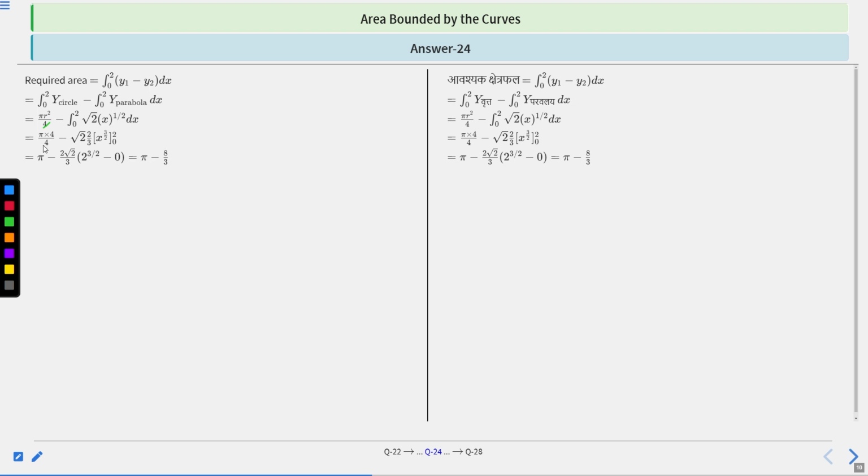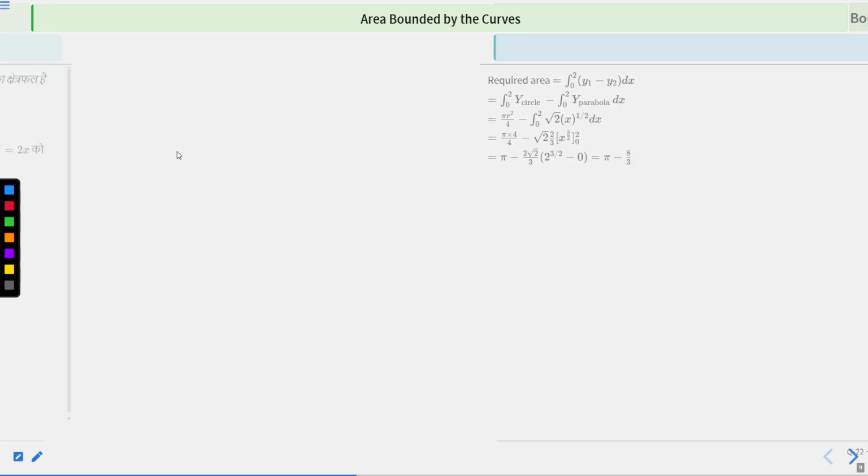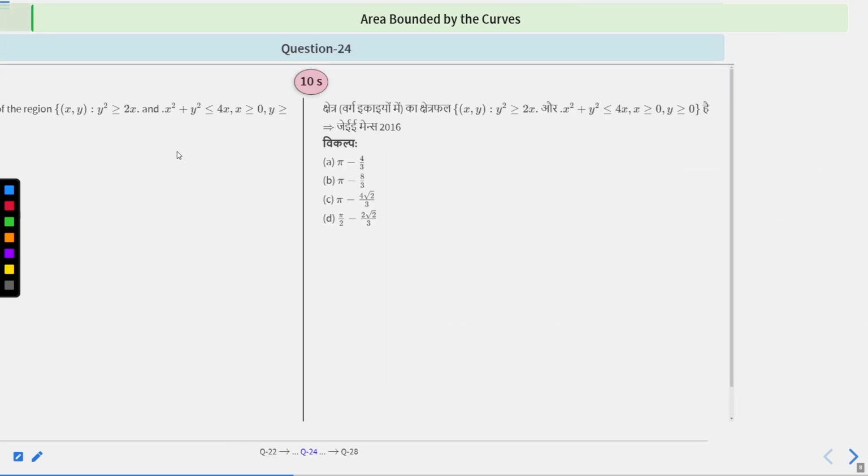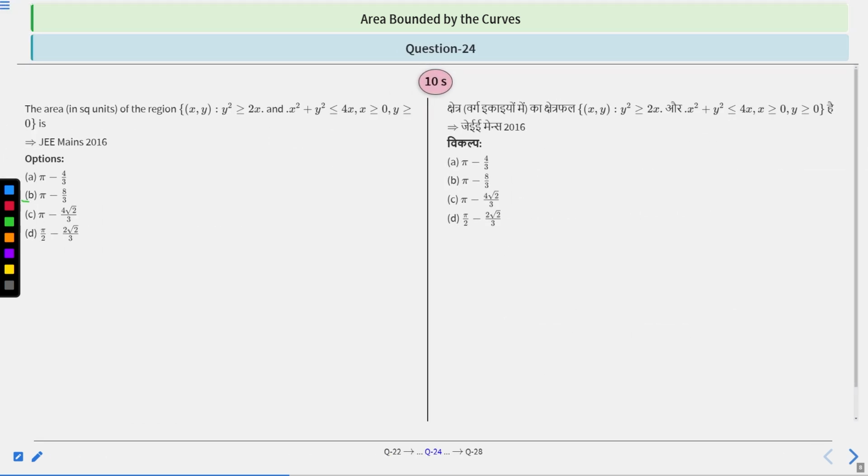Therefore, it will be equal to π × 4/4 minus √2 times (2/3) x^(3/2) from 0 to 2. After putting the limits, we get the area as π − 8/3, which is the right answer. So option B is the right choice, π − 8/3. Got it?